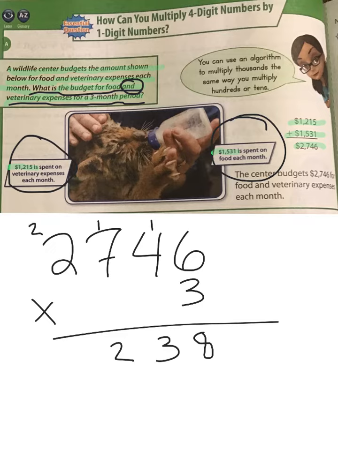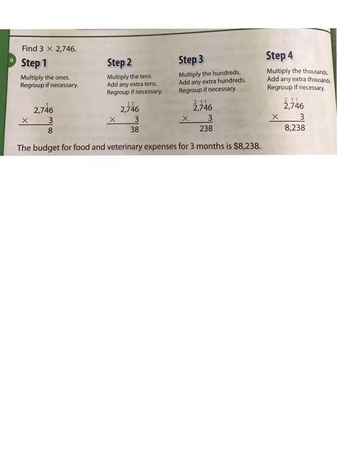Last, we are going to multiply 3 times 2, which is 6, plus 2 more, which is 8. And we will get a total of $8,238. I want to take a minute to go over this chart in your book.